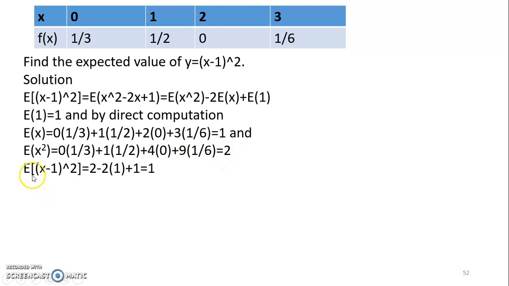Hence, the expected value of (x minus 1) squared is equal to, substituting, the expected value of x squared, which is 2, minus 2 times the expected value of x, which is 1, then plus this 1. So 2 minus 2 plus 1, we get 1.